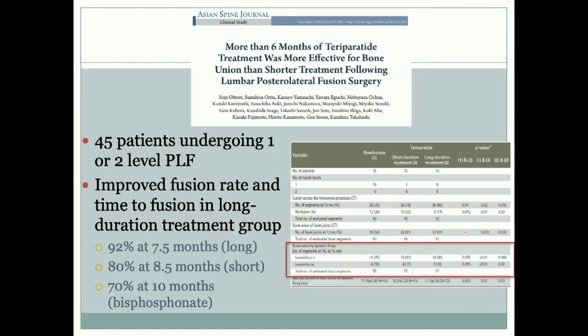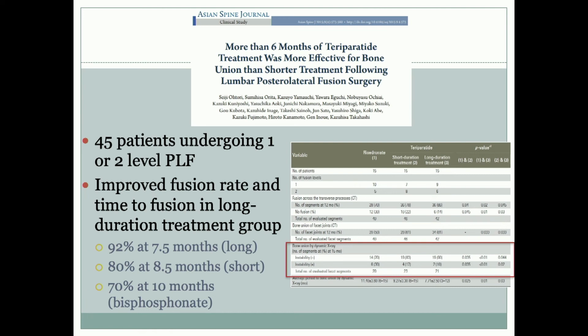And what about optimal duration? So when should we start our patients on Forteo? How long should we keep them on Forteo? This was a study that looked at duration. Short duration was defined as treatment with less than 6 months, and longer duration was greater than 6 months. These authors reported an improved fusion rate and a faster time to fusion with the longer duration group.